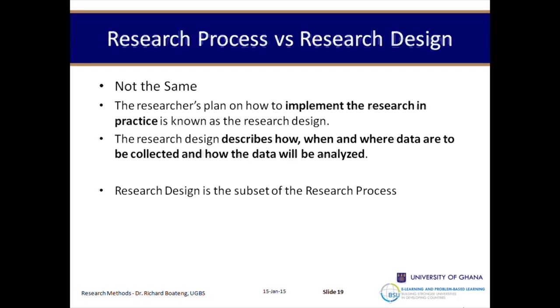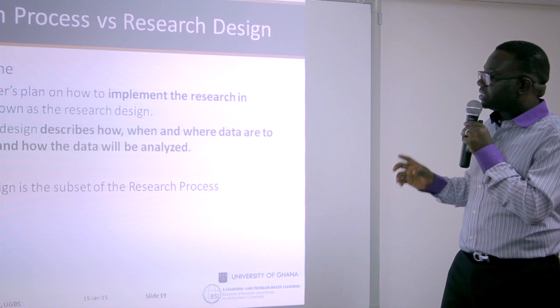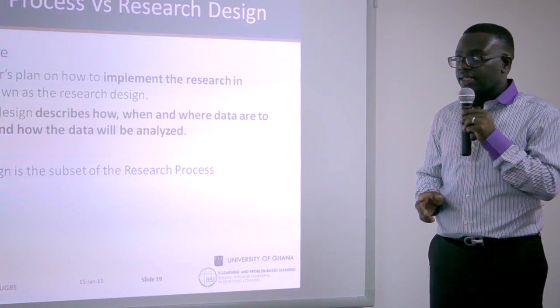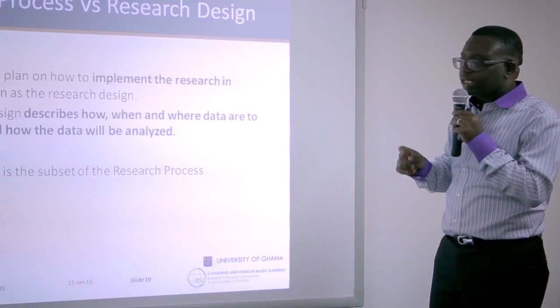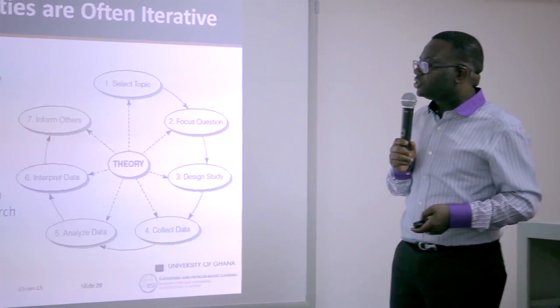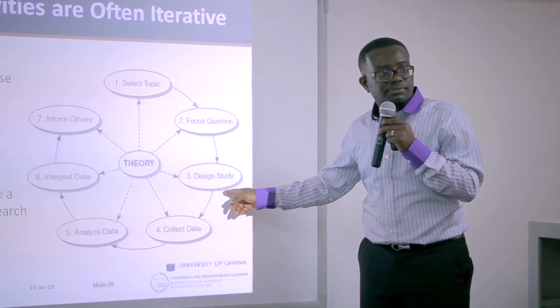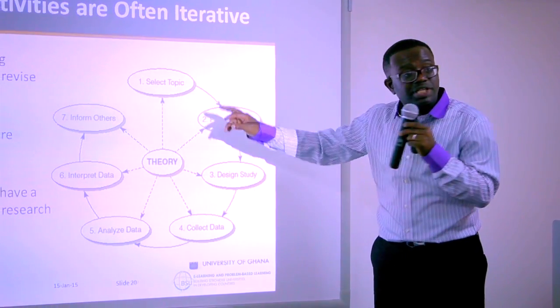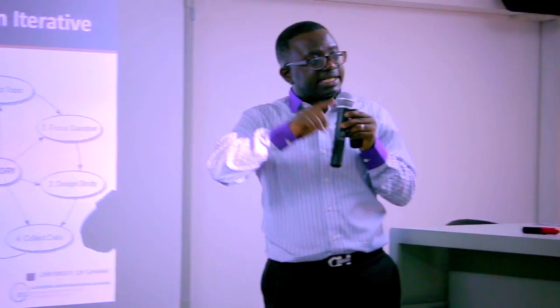Now, the research process is different from the research design, even though sometimes some people think it's synonymous. It's not synonymous, they are related. The research plan on how to implement the research in practice is known as the research design. The research design describes how, when, and where data will be collected and how the data will be analyzed. So the design of the research is usually a subset of the research process. What I mean by that is the process entails the whole activity, even when you are conceptualizing the topic you want to research on. But the design of the research is just a subset of the research process.